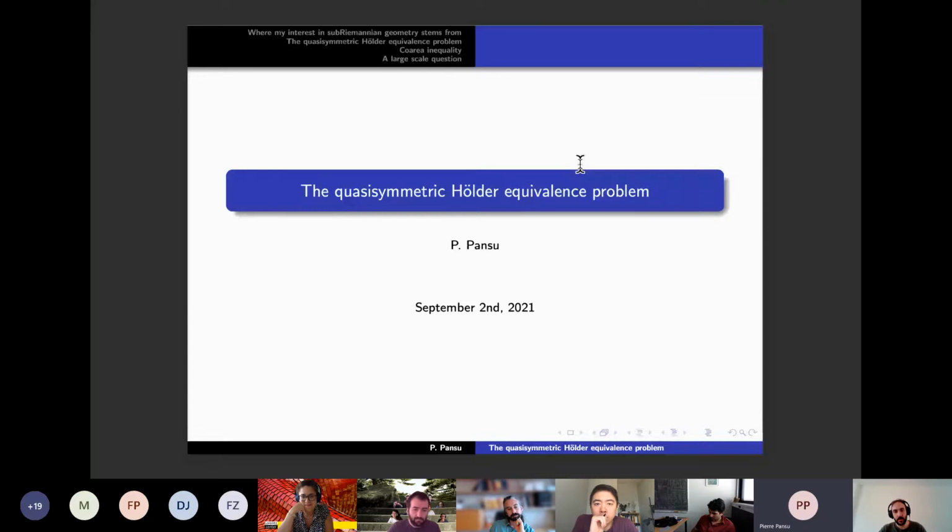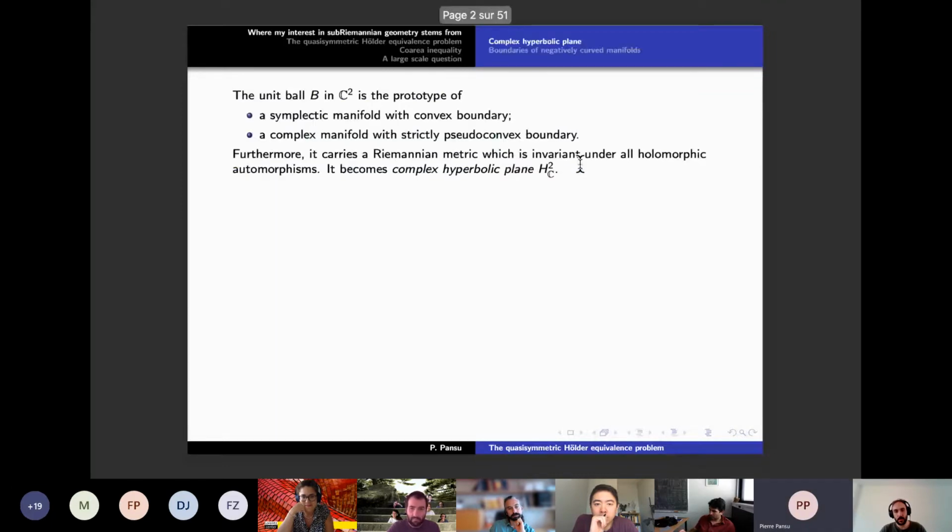So let's start with the unit ball in a complex vector space C2. At the same time, it's a symplectic manifold with convex boundary, and a complex manifold with strictly pseudo-convex boundary. I don't need to define these words anyway. It's an instance of a non-compact symplectic manifold, let's say.